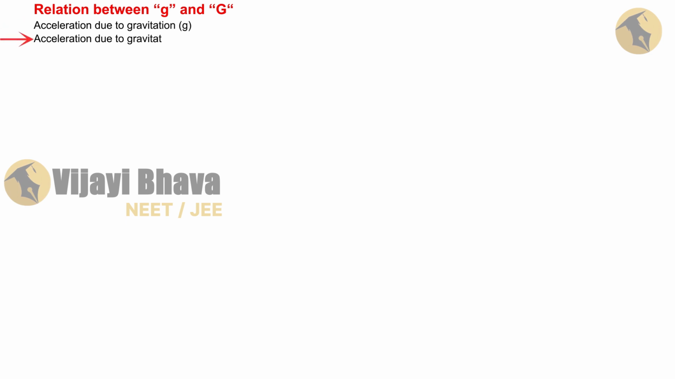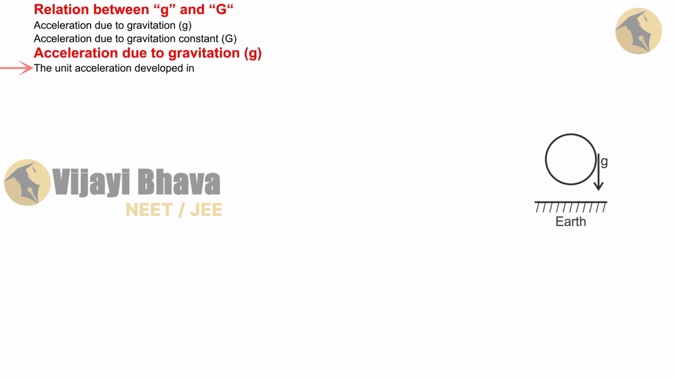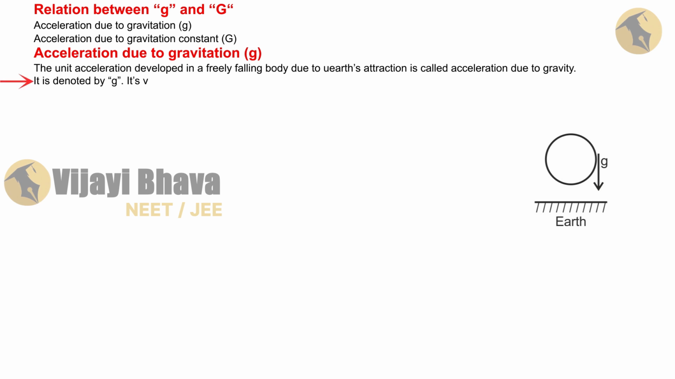Let us understand the relation between small g and capital G. Here, small g represents acceleration due to gravity and capital G represents the gravitational constant. Before going into the relation between small g and capital G, let us learn the definitions of the same. First, acceleration due to gravity. The unit acceleration developed in a freely falling body due to Earth's attraction is called acceleration due to gravity. It is denoted by small g and its value is 9.8 meter per second square.